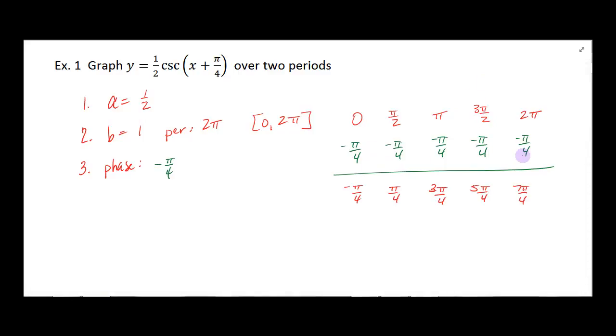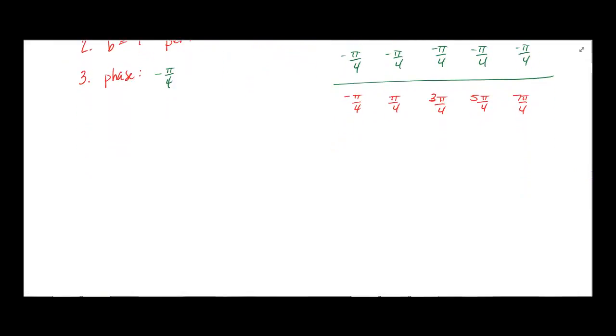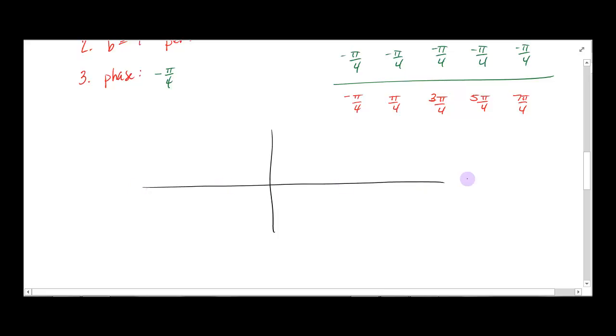So when I subtracted pi over 4 from each of my original values, these are the new values I came up with, and those are the numbers I'm going to fill in on my x-axis. Now, I don't have a vertical shift occurring here, so I'm good, and I can move on to actually putting some numbers on the graph. So we're going to come over here and lay out our x-axis.